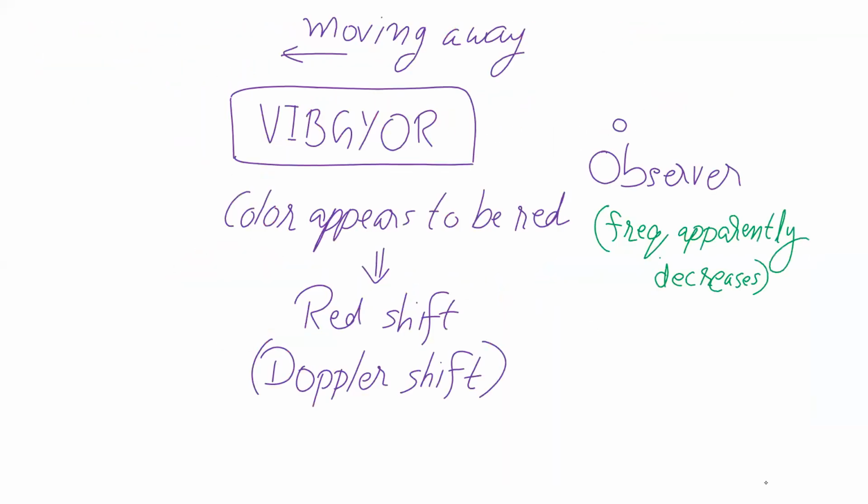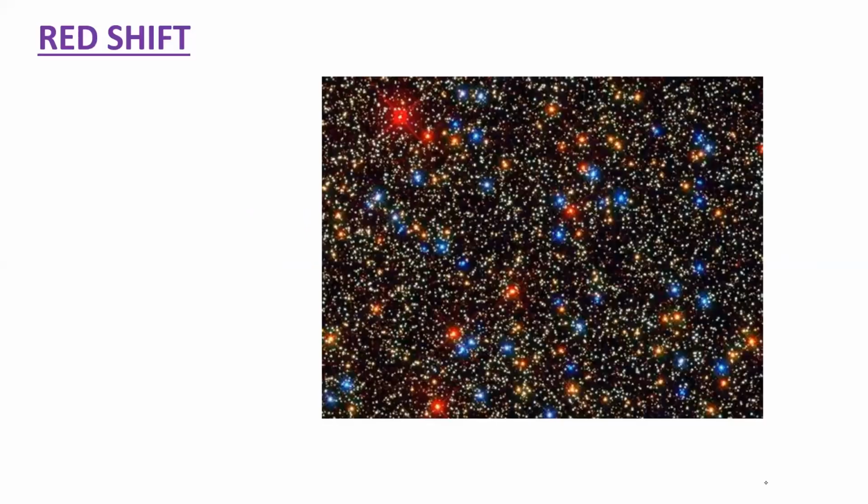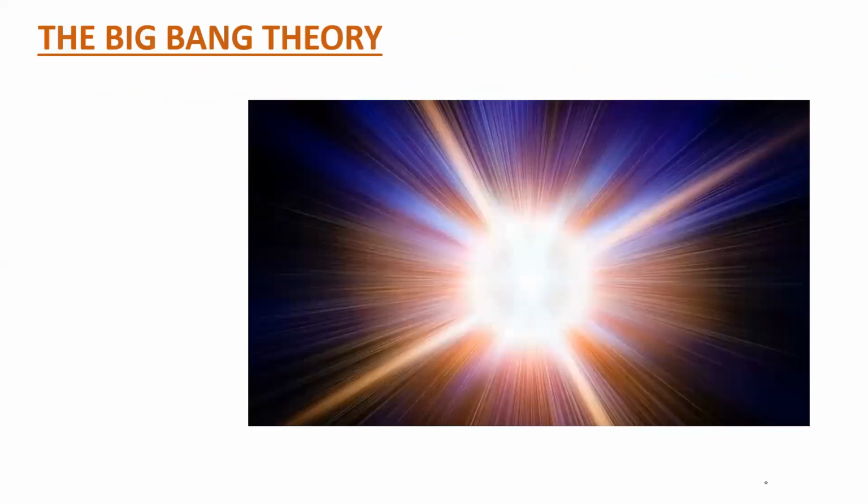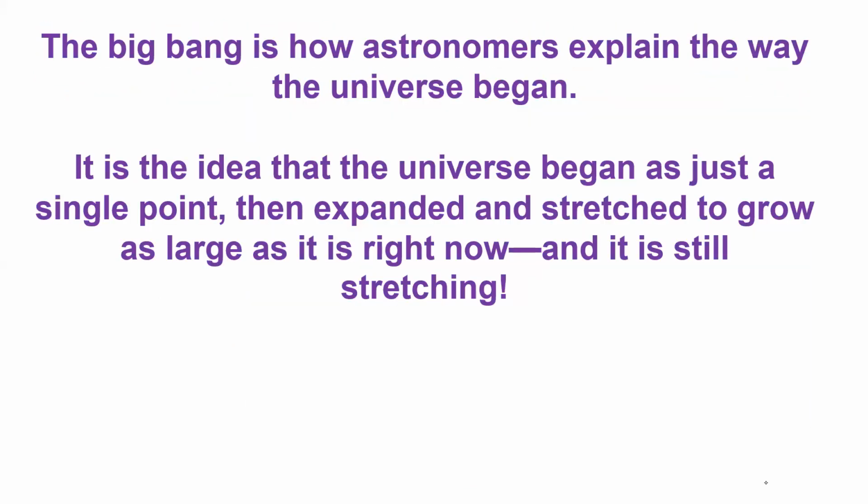I want you to again look at this picture. These red stars mean that these stars are going away from us, and it means that our universe is expanding. This is the basis of a famous theory which is called Big Bang. The Big Bang theory says that the universe began as a single point. It was a single nebula, a single point from where there was a big blast, and then it expanded and stretched to grow as large as it is now. And it is still stretching.